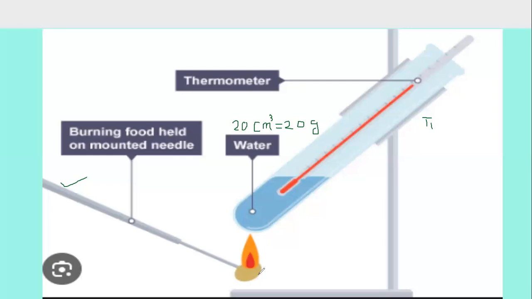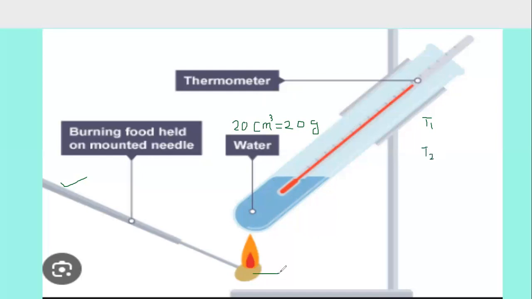And you have to completely burn the food and you have to keep on stirring the water with the help of the thermometer. Why? So that the heat may not be concentrated at one point, but the heat can be properly distributed in the whole water. So you have to continuously stir it. Okay. When the food will be completely burned, you have to measure the final rise in the temperature. Let's say that is T2.